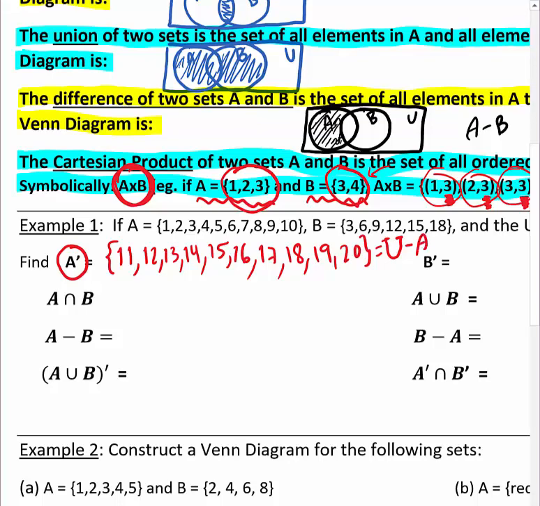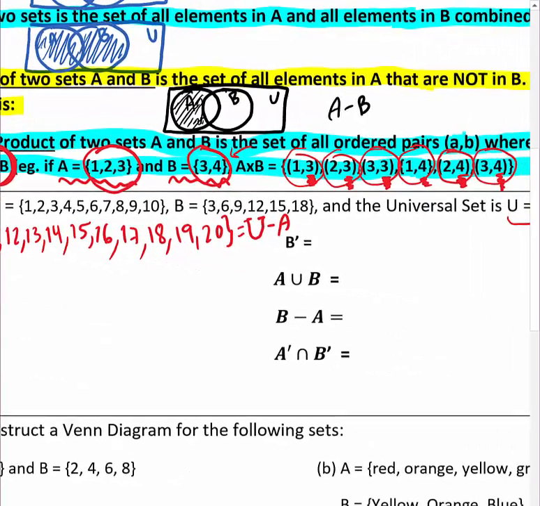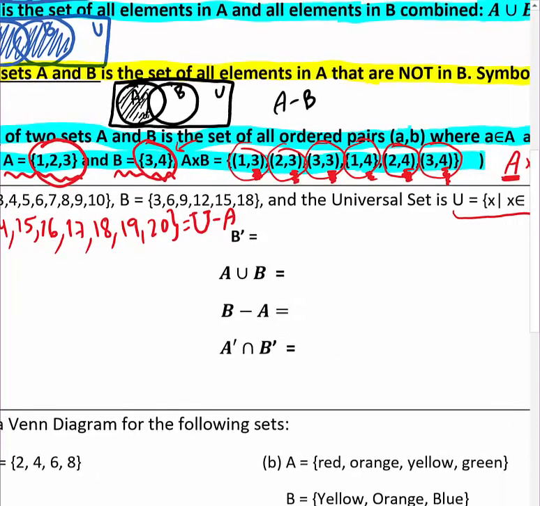And then B complement is similar, except we want to know what's in the universal set, which is the numbers 1 through 20, but not in B. So B is missing 1 and 2. It has 3, but it's missing 4 and 5. It has 6, but it's missing 7 and 8.